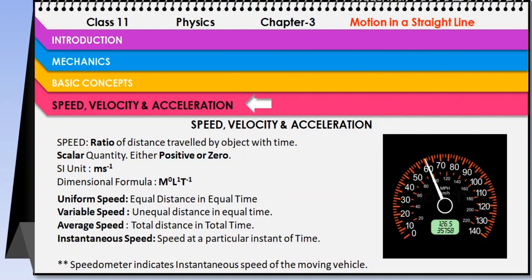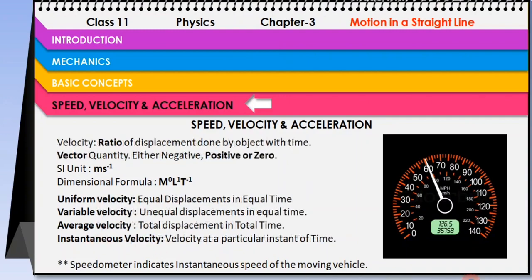Clear? So what is instantaneous speed? It is the speed at a particular instant of time. So imagine that we are recording a video and the pointer goes from 0 to 60 in 1 minute, and if we stop the video exactly at the 35th second, wherever the pointer will be showing, that will be the instantaneous speed. Clear? Now moving on to velocity.